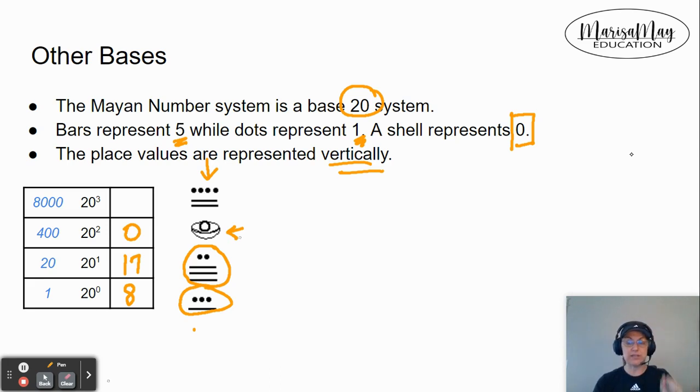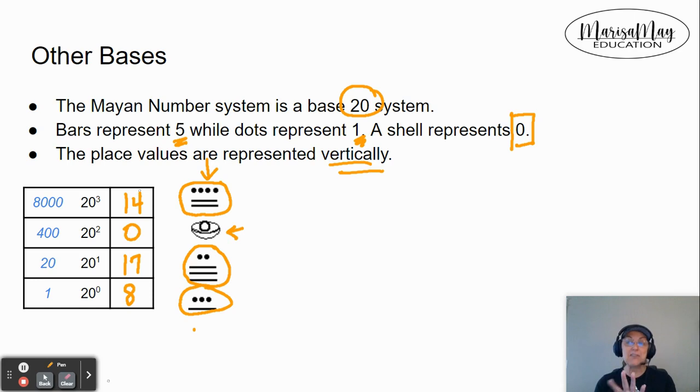Think about the place values. We increase the exponents by 1. We already talked about the shell being 0, so we have 0 groups of 400. And then we have this last place value, 2 bars, 4 dots. 2 bars being 5 each is 10, plus 4 dots is 14. So we have 14 groups of 8,000.